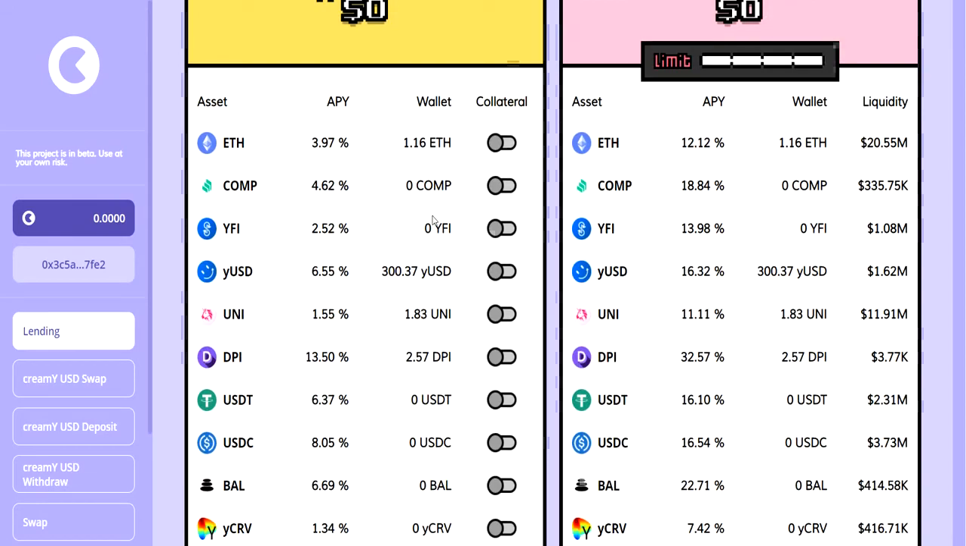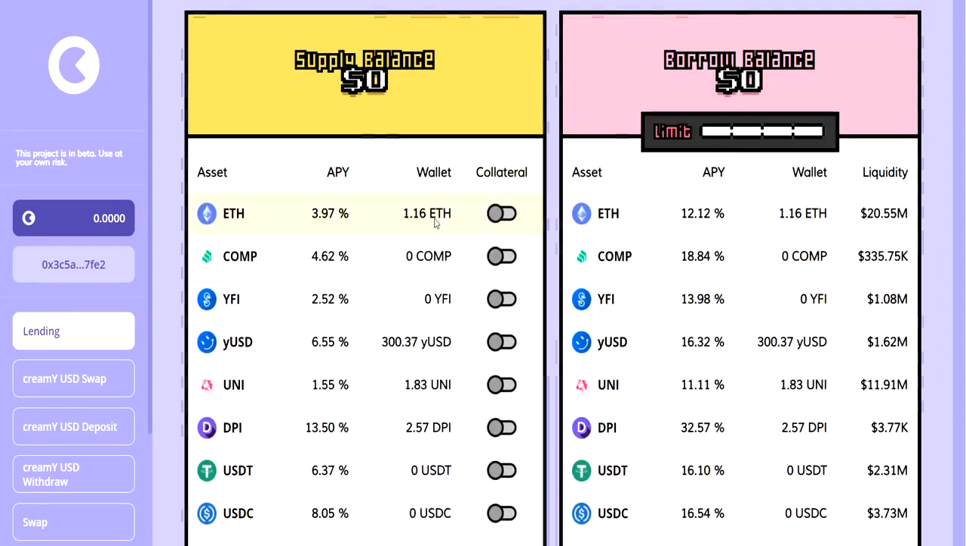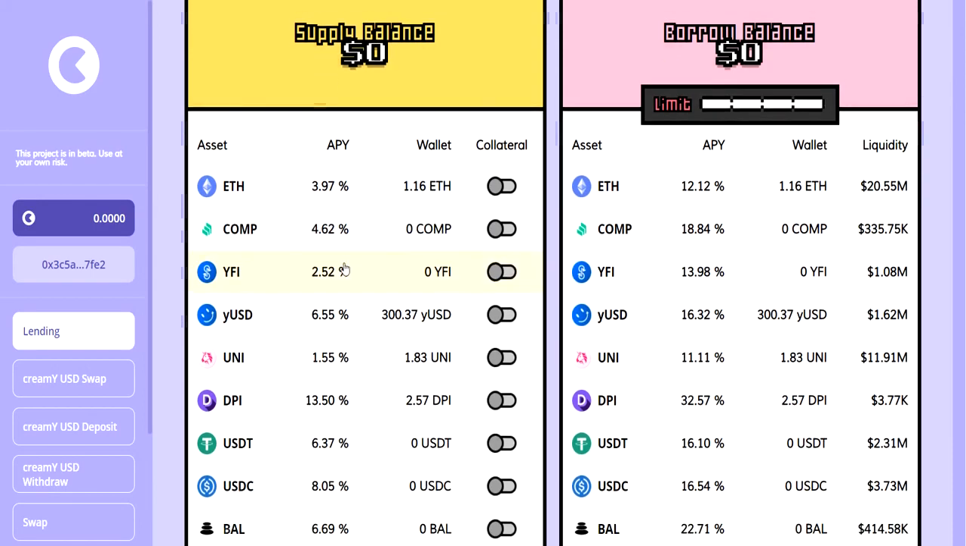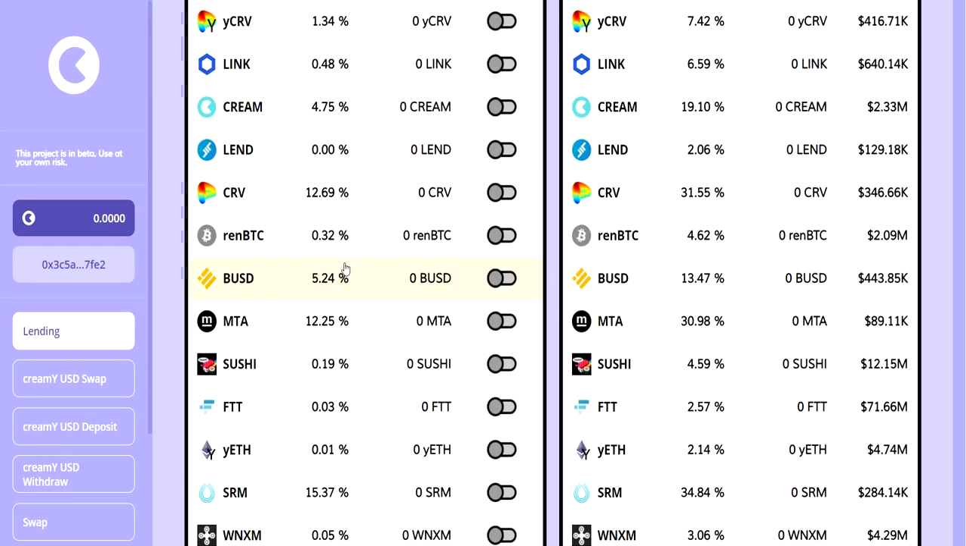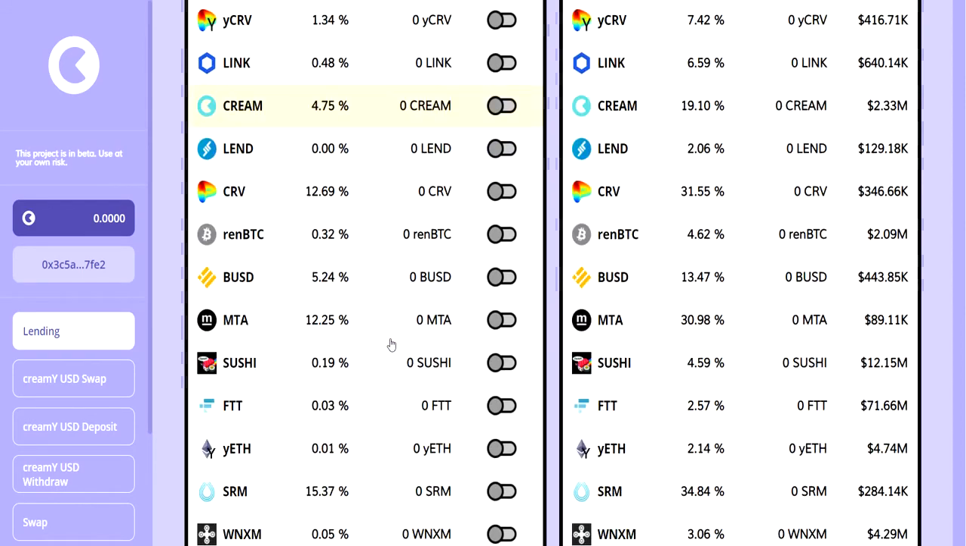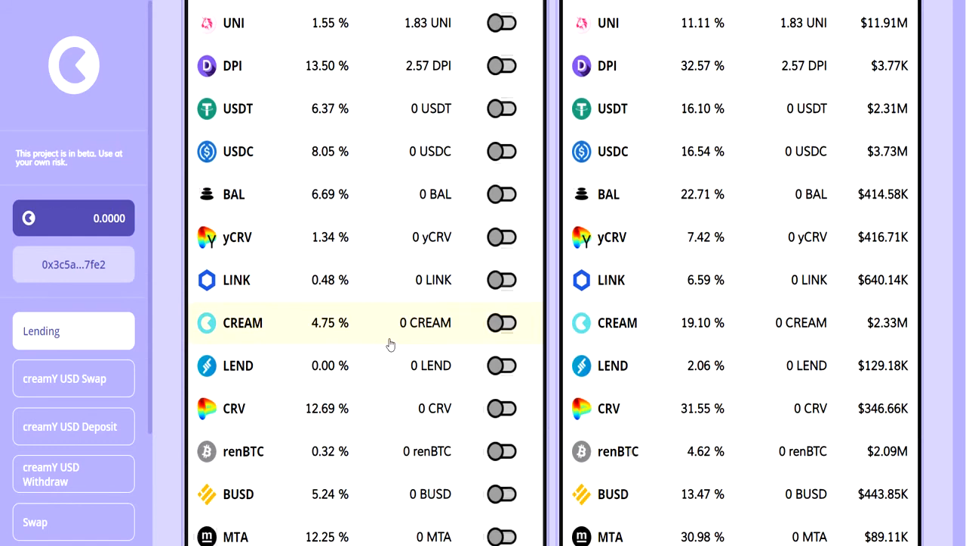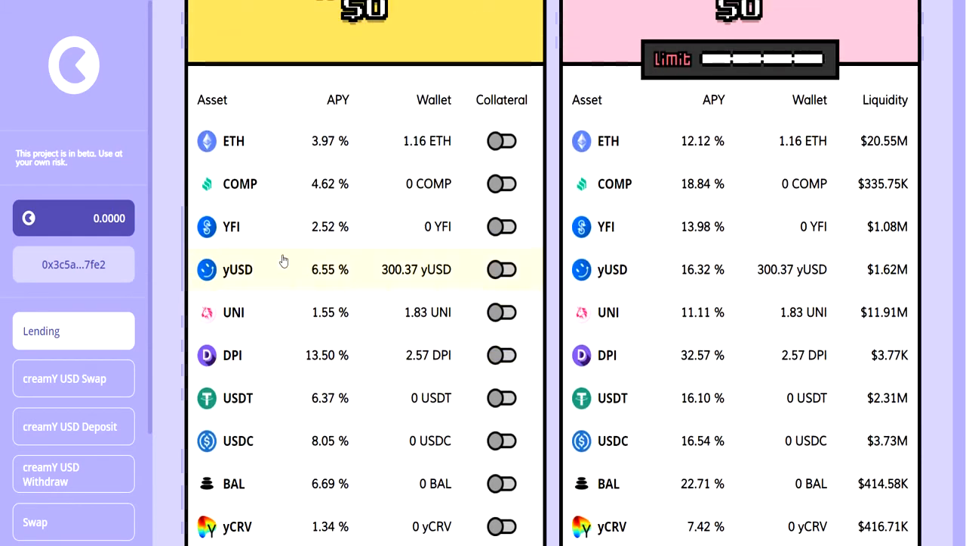So Cream again has a lot of options. It has quite a big selection of tokens that you can supply to. Now, I don't supply anything to this yet either, but there are two that I've been considering. One is YUSD, this wallet has some YUSD. I was considering this because it's 6.5% on my yield-bearing token, which is a pretty good idea. And I was considering DPI because I do have some DPI in here as well.